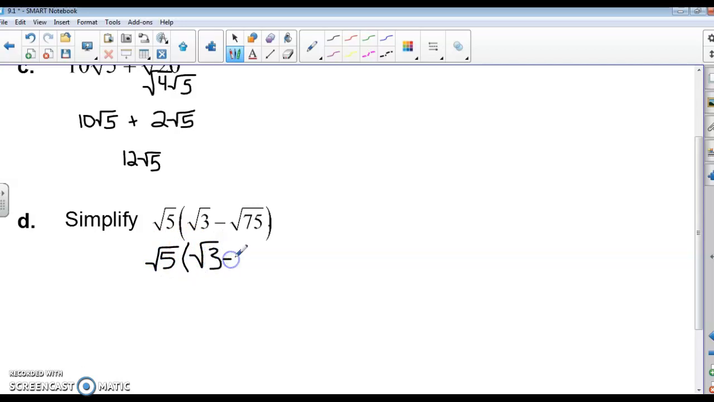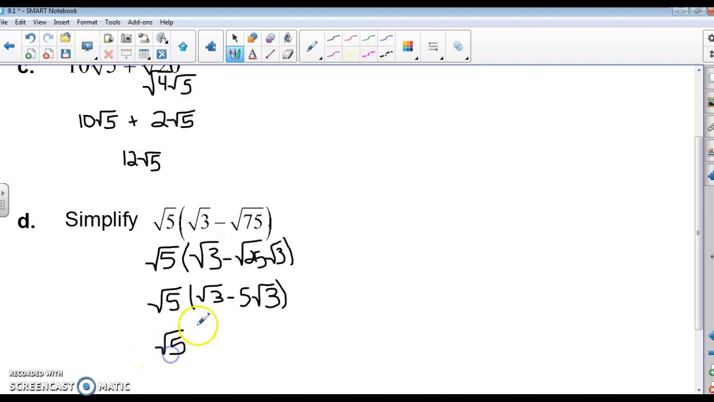So I have this minus the square root of 25, square root of 3, and the reason this usually works out in your favor is because once I simplify the square root of 25 square root of 3, I will get 5 root 3. Now I have like terms inside of here. 1 root 3 minus 5 root 3 is negative 4 root 3. So the square root of 5 times negative 4 root 3.